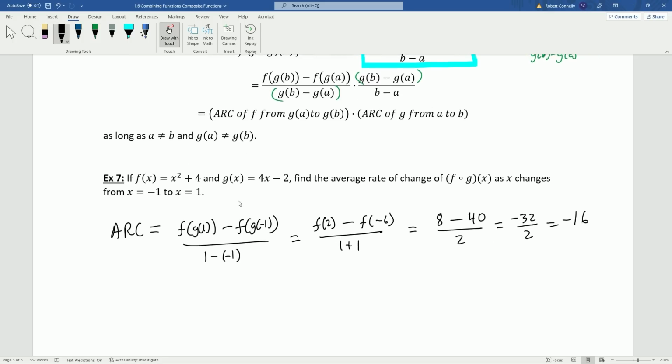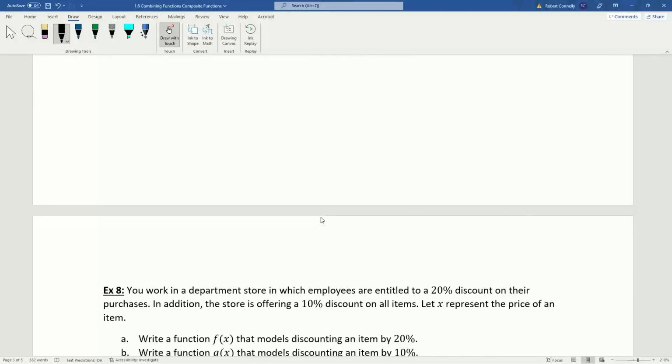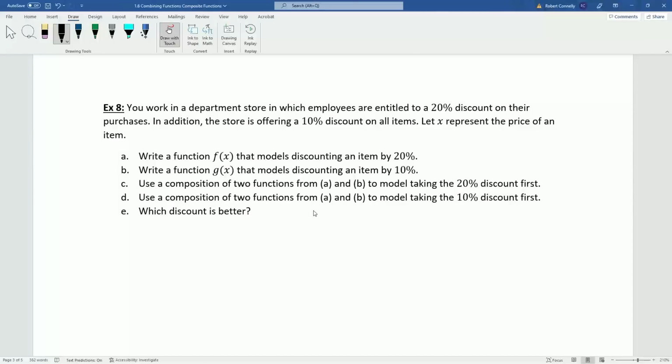All right, well, that's it for that example. Let's take a look at one more. You work in a department store in which employees are entitled to a 20% discount on their purchases. In addition, the store is offering a 10% discount on all items. Let X represent the price of an item.